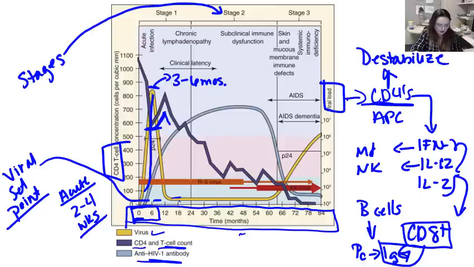So as the virus goes down, our CD4s come up, our antibodies come up, our CD8s come up, things are going well. Except we haven't defeated it. We've just kind of fought it back. It's always going to be a chronic pressure. And here's the other thing I'll say about HIV. HIV is highly error prone.